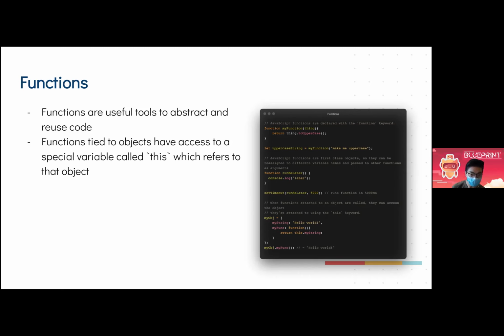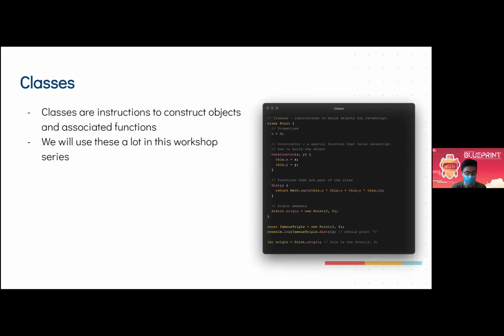Functions are tied to objects in certain cases, which makes them something called a method, in that whenever we create an object, which we'll talk about on the next slide, they have certain functions that are tied to their type. So classes, which we'll be using a lot in this workshop, you can imagine are kind of like templates to create objects, for lack of a better word.